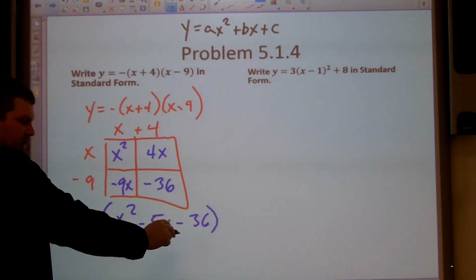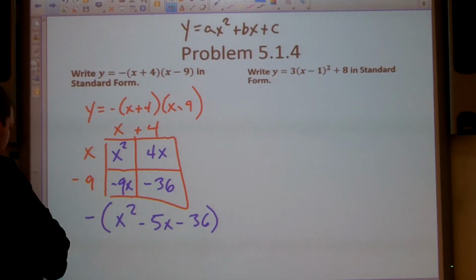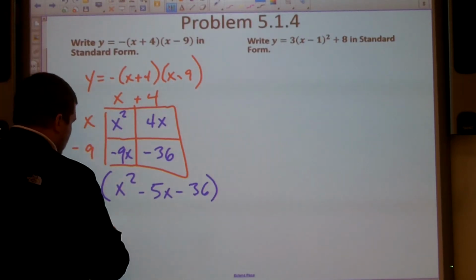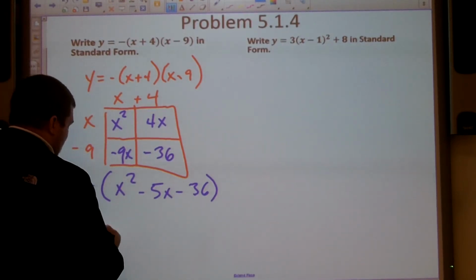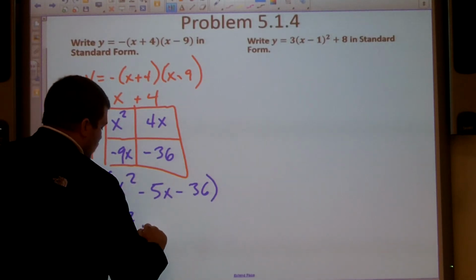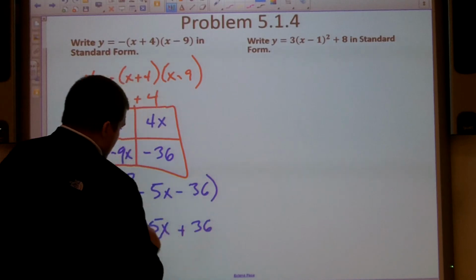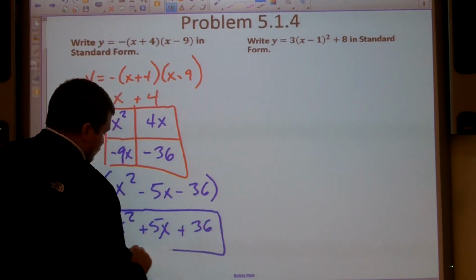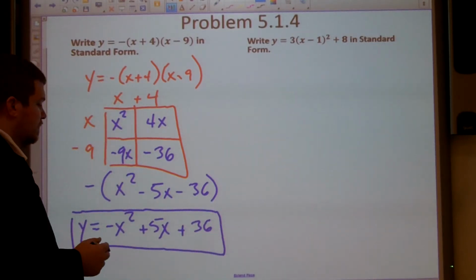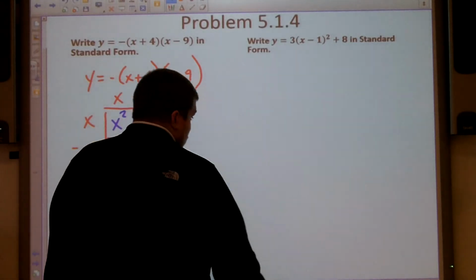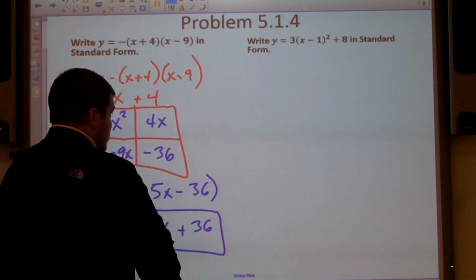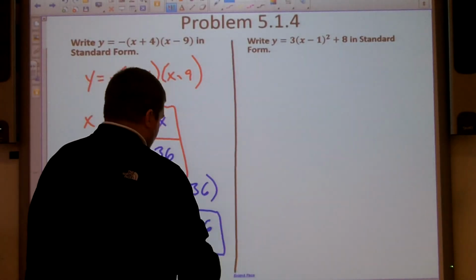All right, so now we're going to take care of this negative. We're just going to distribute that negative all the way across. So I end up with y equals negative x squared plus 5x plus 36. And that's in standard form now. No big deal. Okay? Let's draw a line to separate these two.